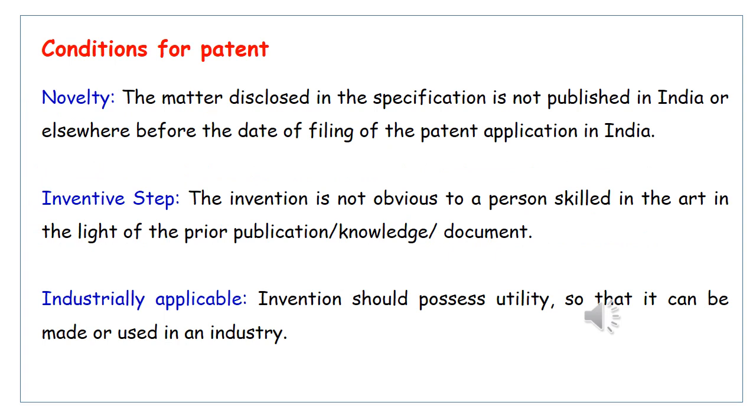Next, what are the conditions of patent? The first one, novelty. The matter disclosed in the specification is not published in India or elsewhere before the date of filing of the patent application in India. The second one, inventive step. The invention is not obvious to a person skilled in the art in the light of the prior publication or knowledge or document. The third one, industrially applicable. The invention should possess utility so that it can be made or used in an industry.